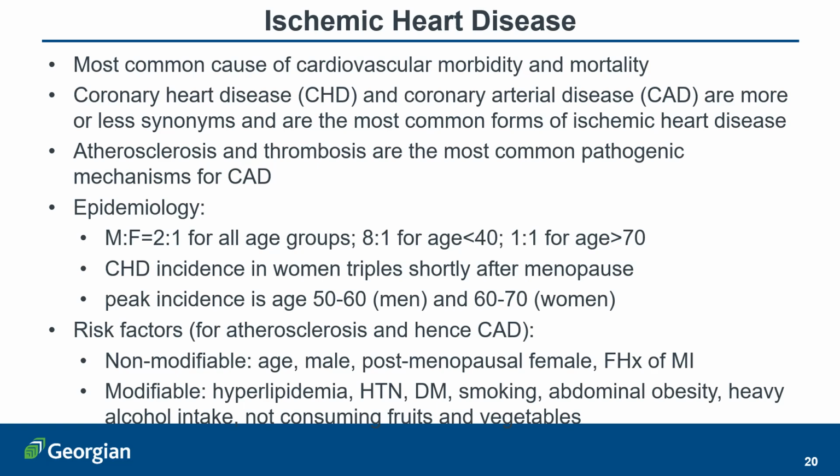As you probably know, diabetes mellitus is classified as an endocrine disease because it's a lack of insulin production, at least type 1 and later on in type 2. But really, diabetes mellitus is a cardiovascular disorder because the long-term complications are all micro and macrovascular in nature. Smoking is the other modifiable risk factor, as is abdominal obesity, heavy alcohol intake, and a diet that is poor in fruits and vegetables.